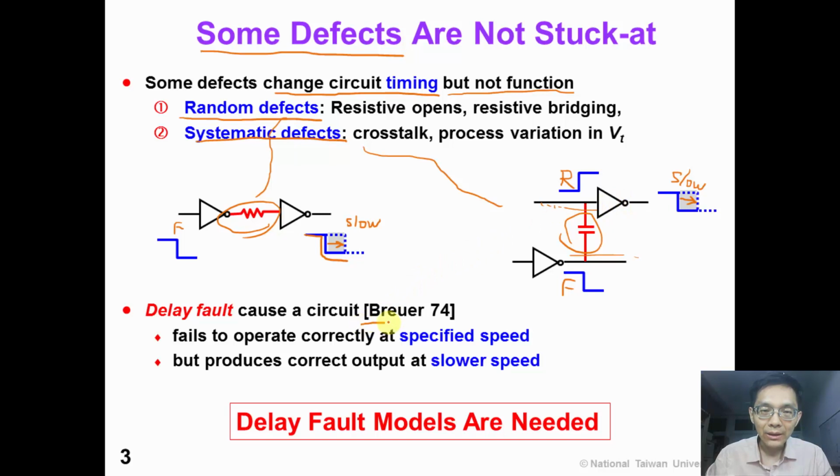So in 1974, Professor Breuer proposed the delay fault model. A delay fault causes a circuit to fail to operate correctly at specified speed, but it produces correct output at slower speed. So delay fault models are important, especially for advanced technologies.